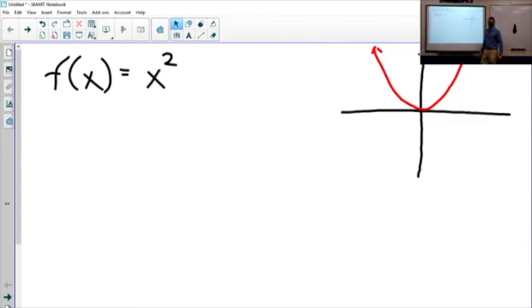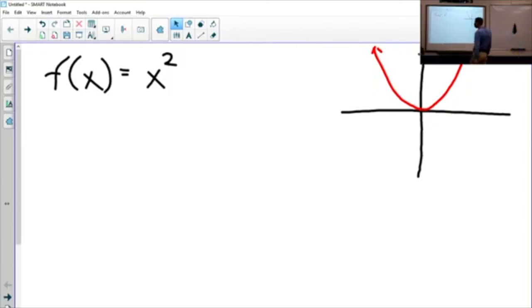X squared. What is the slope here? It's changing. Right? What's our general pattern? Our slope over here would be negative. And then it starts to flatten out. So maybe around here it's 0. And then our slope starts to curve upwards again and be positive. So the slope here is changing.